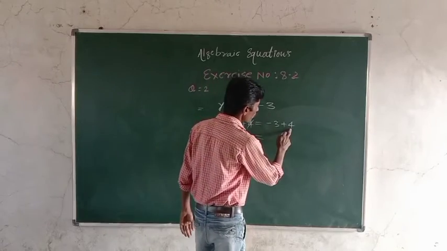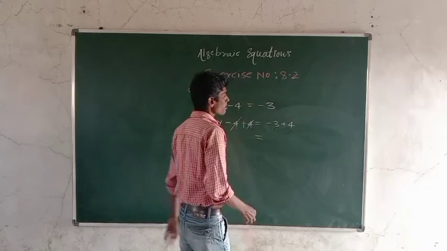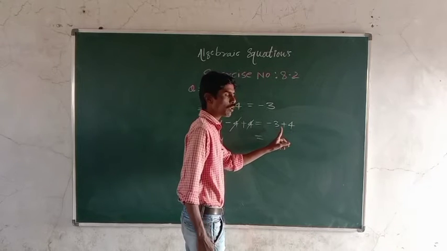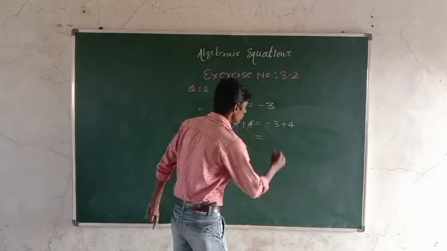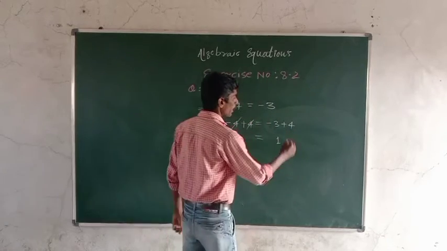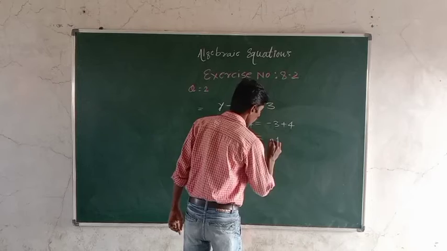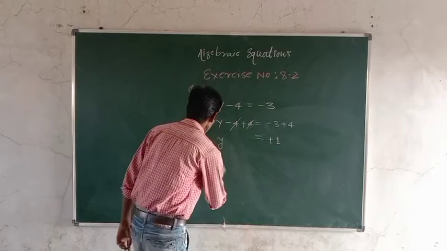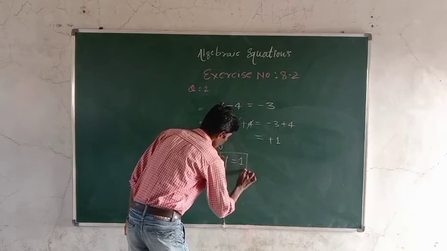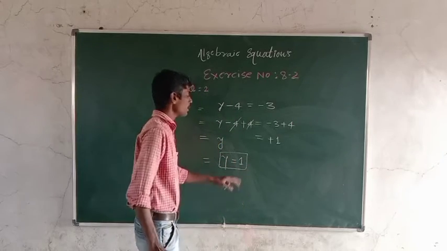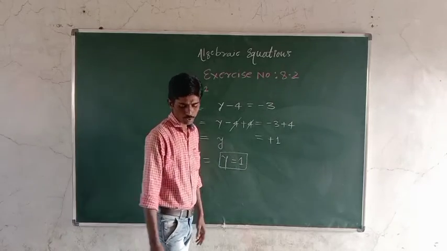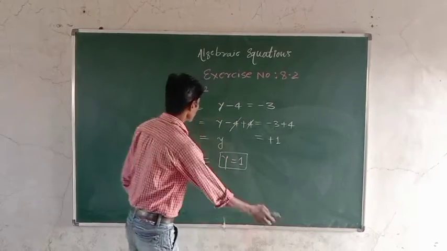For minus 3 plus 4, in this case, we have to subtract the smaller number from the bigger number, meaning 4 minus 3 is 1, and give the sign of the bigger number, meaning plus 1. So y is equal to 1. There is no need to write the plus sign. So this is our third example.